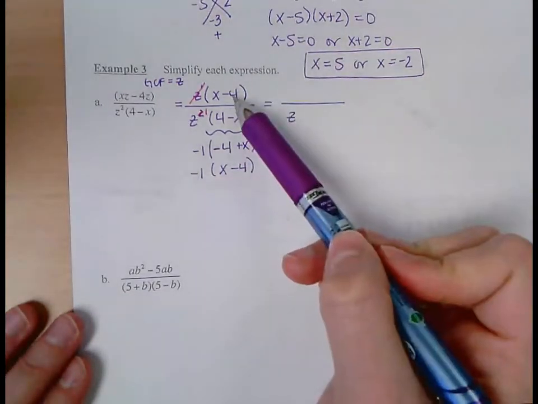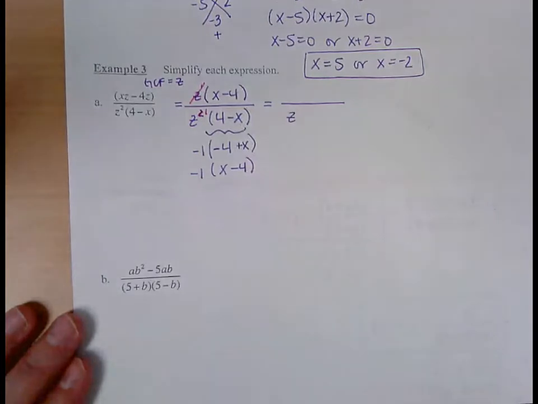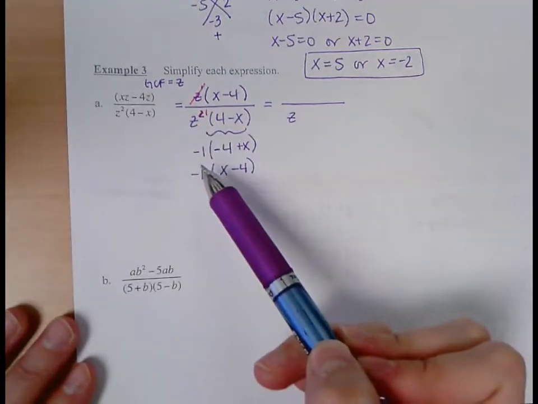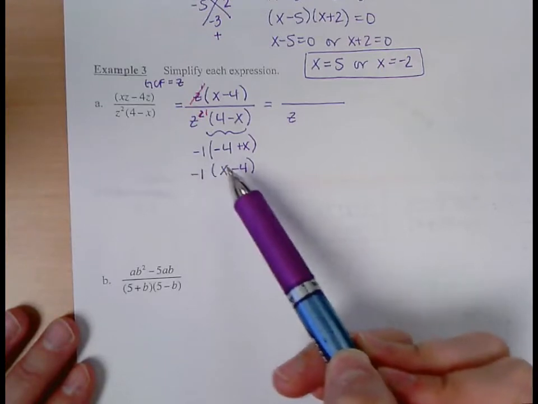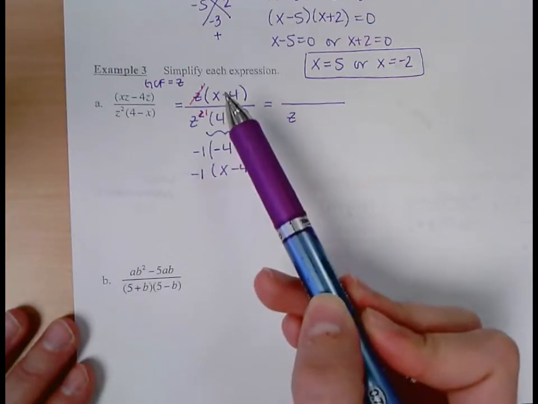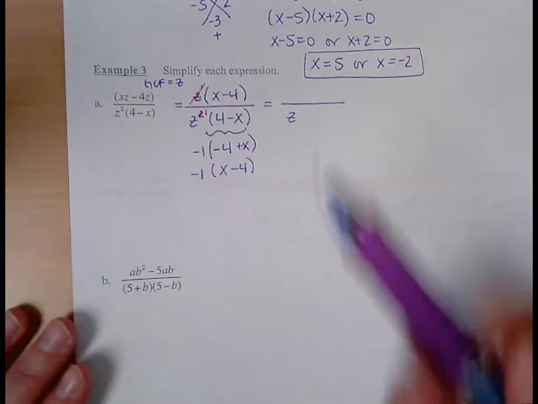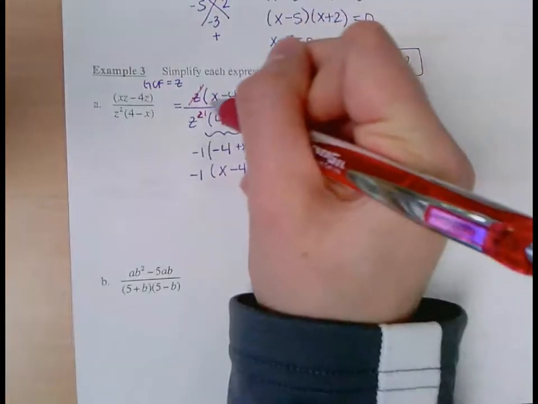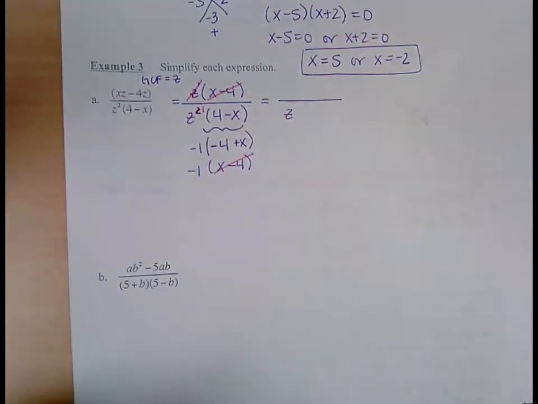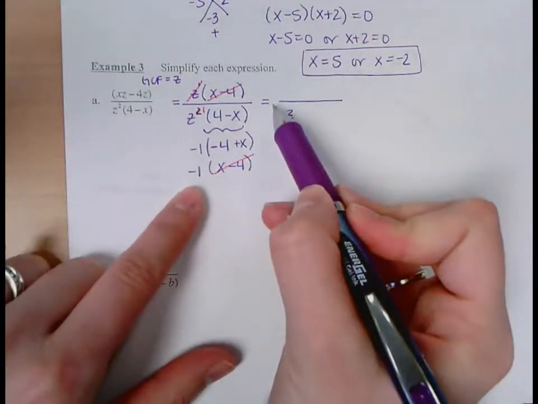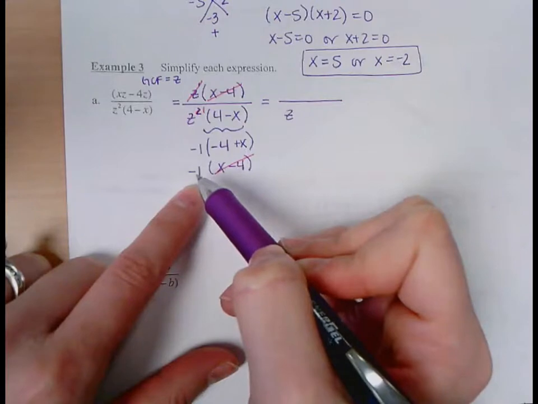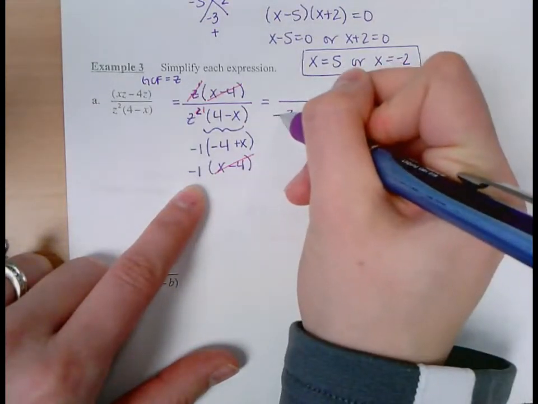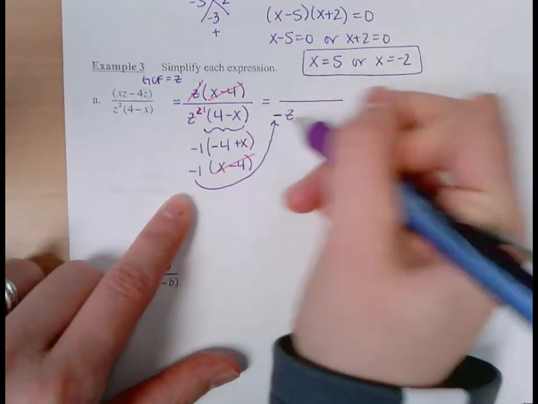Okay, so if these almost look like they're the same, if they're a difference and they're just switched around, what you can do is factor out a negative 1 so that they are the same, so that you're able to cancel them. So now these will cancel, the x minus 4s, but you have to make sure that you include the negative in your answer. So I'm just going to include the negative in front of the z here.